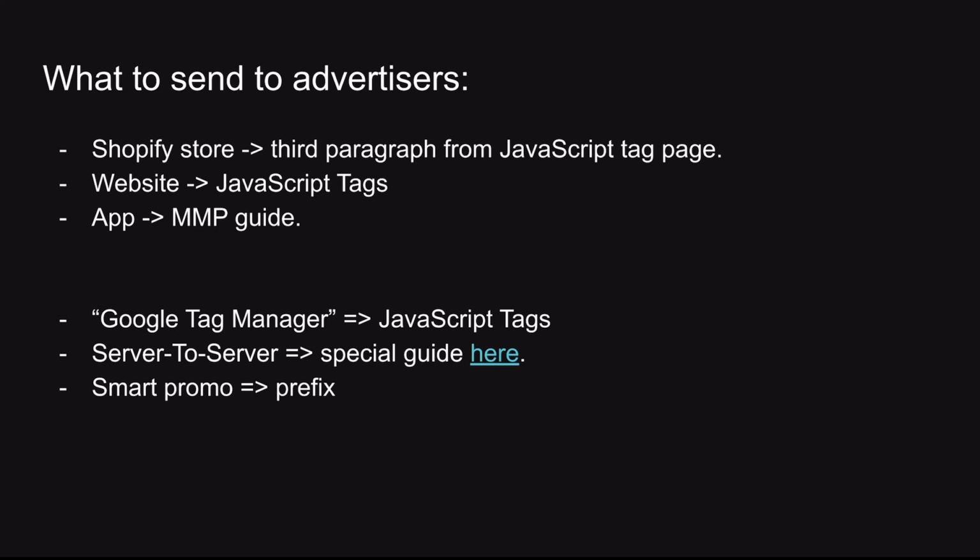So to conclude, you send to the advertiser the tracking tags that best fit the type of website or setup that they have. If they have a Shopify store, you send the third paragraph of that JavaScript tag page. If they're a regular website, you send them JavaScript tags. And if they're an app, you send them the MMP guide. If they use Google Tag Manager, we actually have a specific guide for Google Tag Manager, but you would still send them the JavaScript tags.